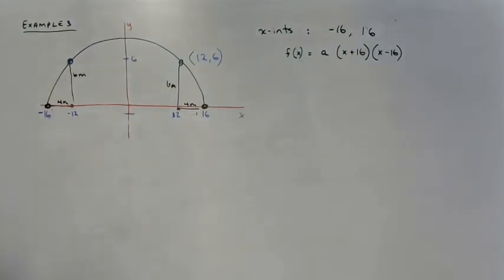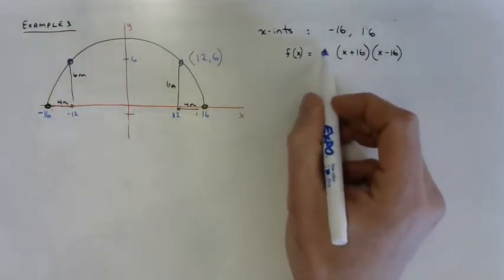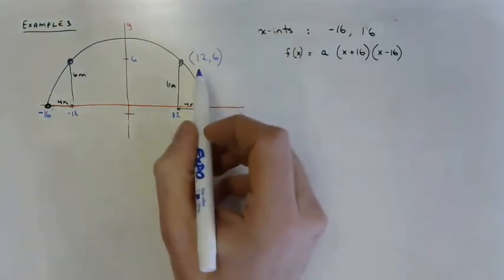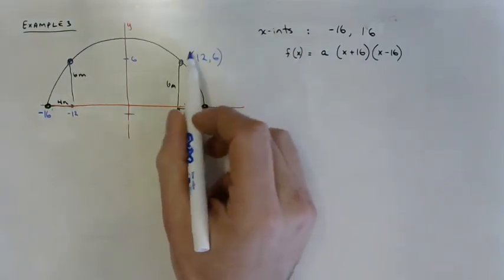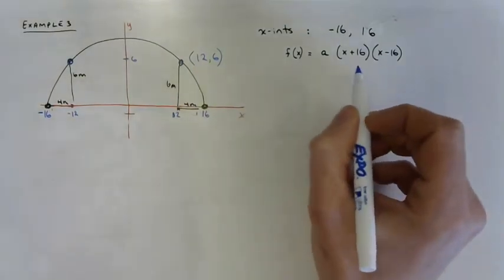But we need a specific member of the family. We need the member of the family that we drew here in the tunnel. So we need to know the value of a. Well, thankfully, they gave us a point that satisfies the equation. A point on the curve is a set of coordinates that satisfies the equation.